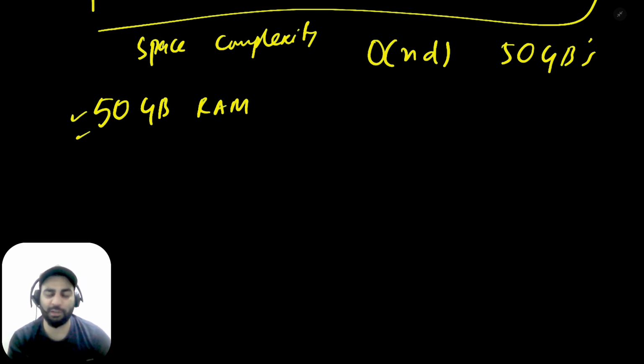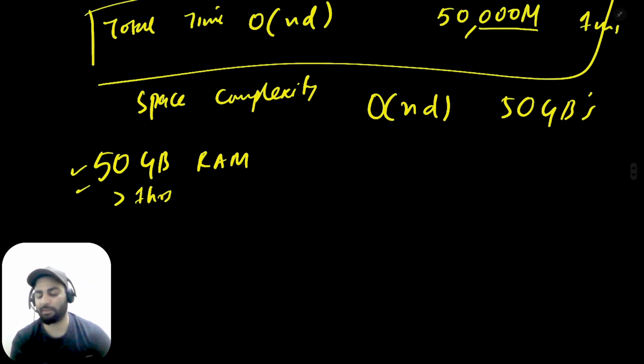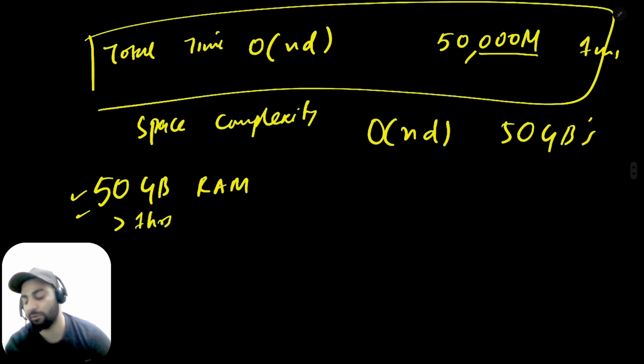For one email spam check, it will probably take more than like 1 hour or so. If you compute this, adjust it to seconds, and divide that by 3600, you will get the number of hours it will take.